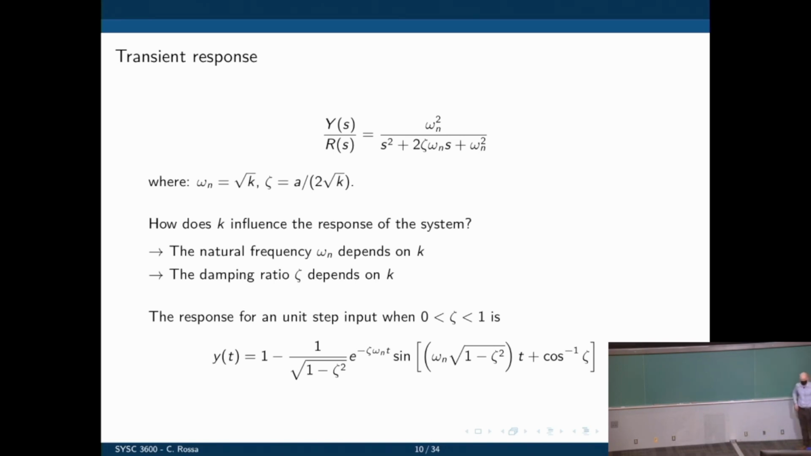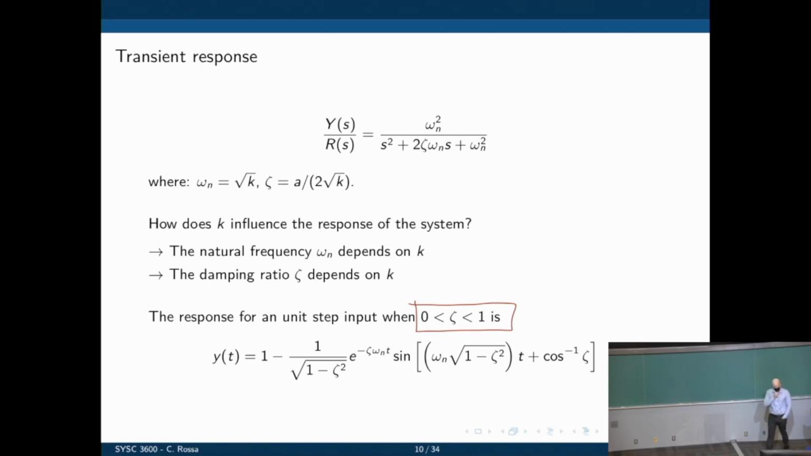Here is the proof of that. So the natural frequency and the damping ratio are both functions of K. If you take the second order system and assume an underdamped system, that is the case for zeta between 0 and 1, the time response is what we see there, y of t for a step input. That's only valid for zeta between 0 and 1. Right? Only valid for an underdamped system.